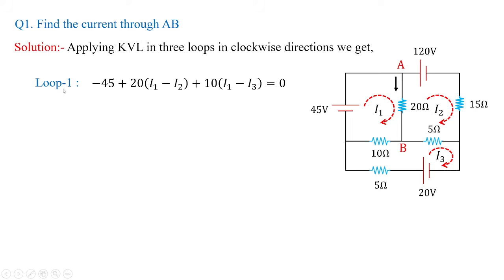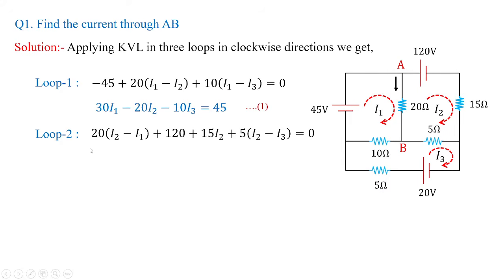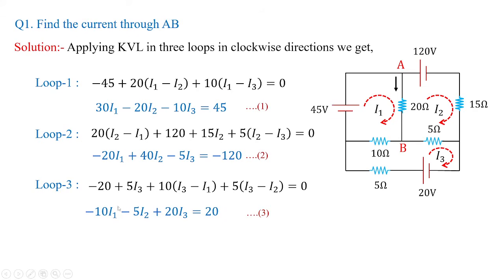Okay, let us apply KVL to loop 1, that is this first loop. So you have here minus 45 plus 20 (I1 minus I2), plus 10 (I1 minus I3) equal to 0, which gives us the equation as 30 I1 minus 20 I2 minus 10 I3 equal to 45. Let us treat this as equation 1. Similarly, for loop 2, we are going to get the equation as minus 20 I1 plus 40 I2 minus 5 I3 equal to minus 120, treating this as equation 2. And for equation 3, you will get minus 10 I1 minus 5 I2 plus 20 I3 equal to 20.